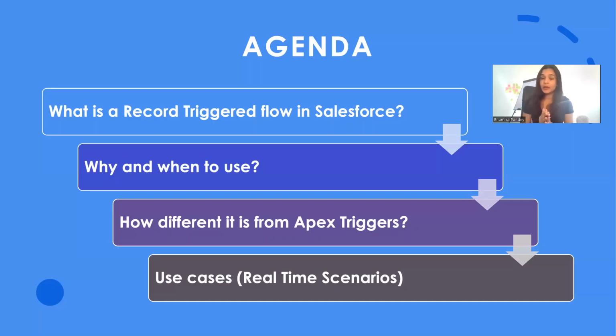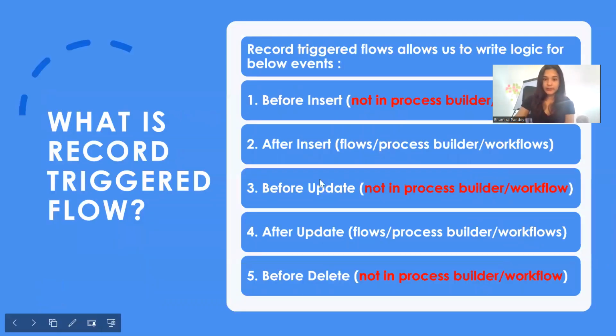So anything that you're doing on the record, it could be either insert, update, or delete. And if you want to perform any kind of operations before or after the save, you can actually do that using the flow. Okay, before we move ahead, let's just have a look at this.